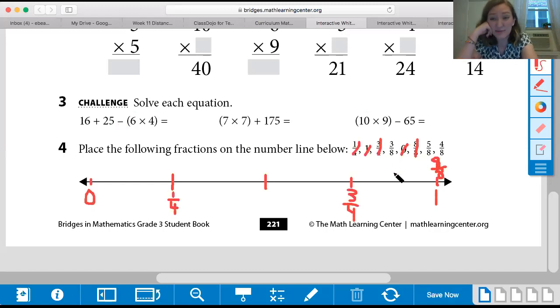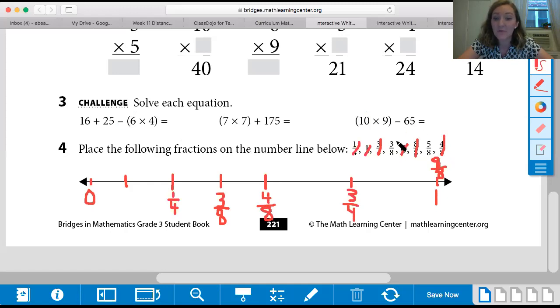3/8. Woo, that's tricky. 3/8. So we need to break this into 8 pieces. Well, 8 is double 4. So I can draw some lines in the middle between my fourths. So this would be 1/8, 2/8, 3/8. My 3/8 is going to go here. Right? It would be 1/8, 2/8, 3/8, 4/8. That's my next one. 4/8 goes right in the middle, which makes sense to me because 4/8 is equal to 1/2.